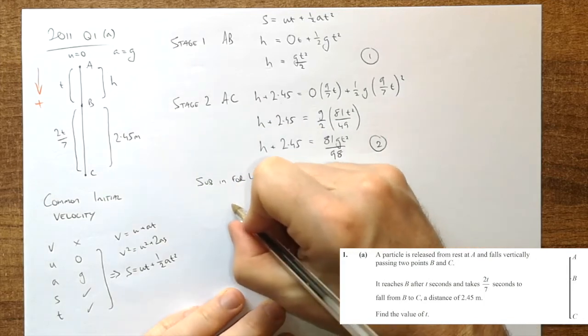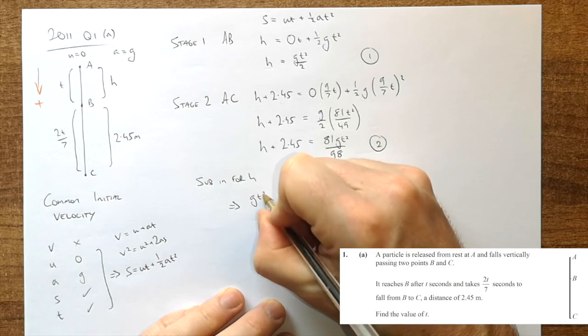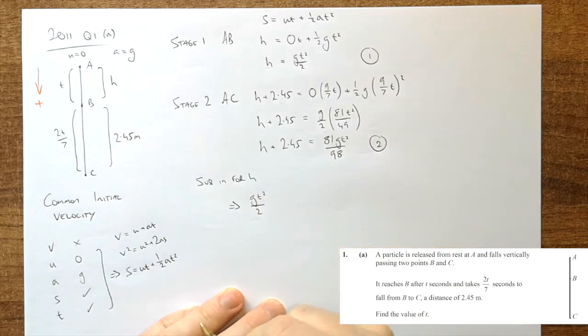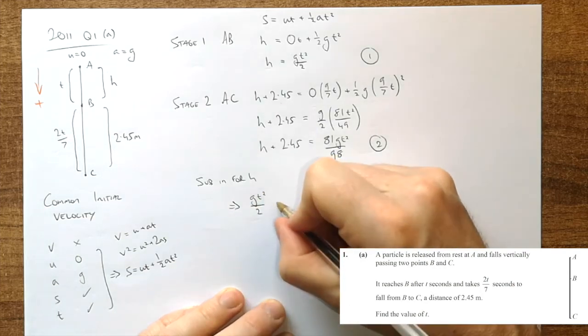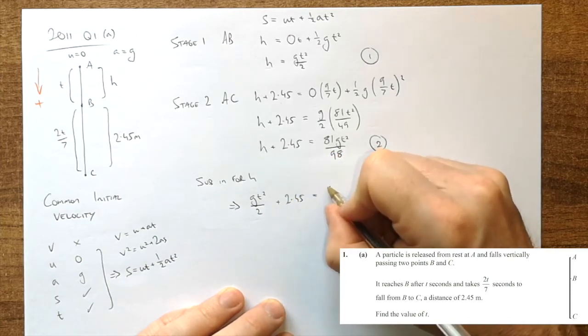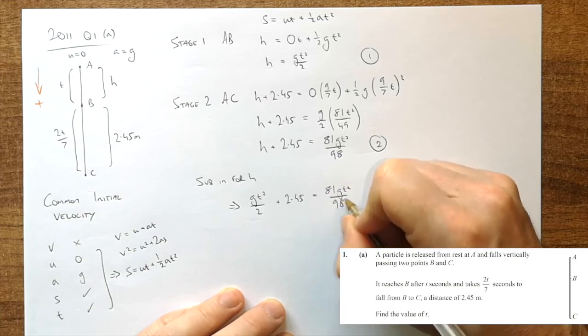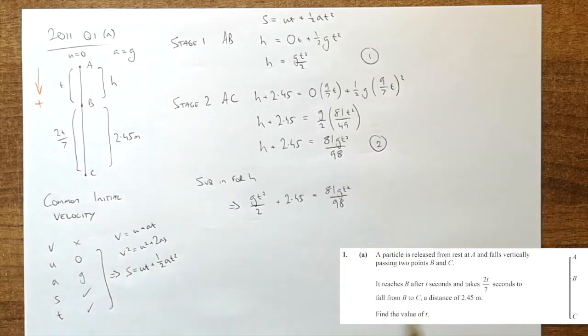So therefore, gt squared all over 2, all right, plus 2.45 equals 81 gt squared over 98. Now this is looking kind of nice. Okay, we can begin to see how this might work out. Now let's see what we can do. There's a few ways you can go at on this one.